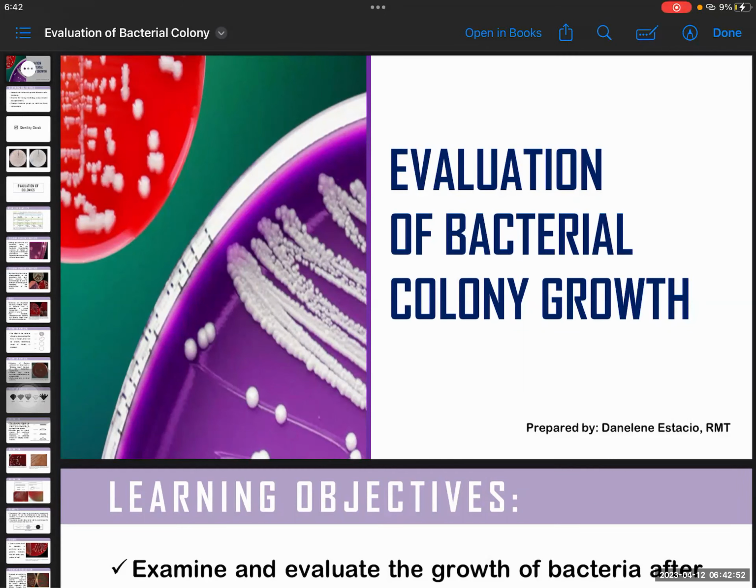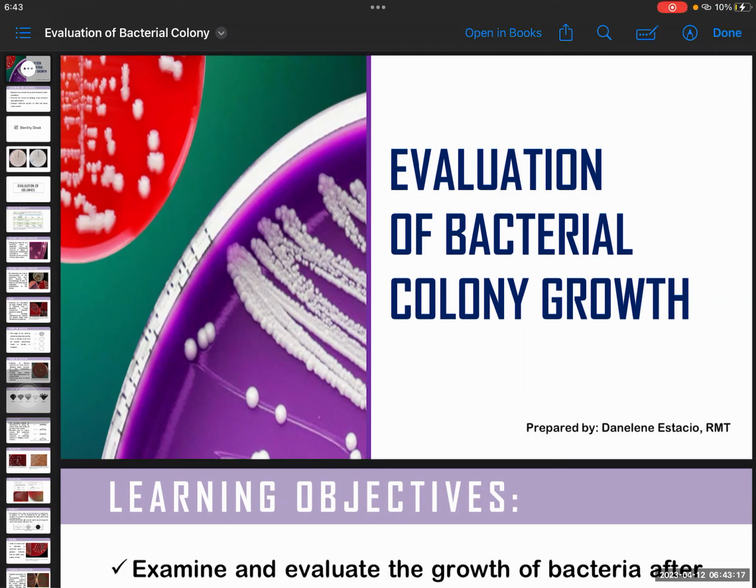After that, we're going to be incubating it properly once again, either aerobically, anaerobically, or in a capnophilic or microaerophilic environment. And after we've ensured those things, then we can expect growth. We can expect colony growth within the culture media that we have inoculated or streaked.